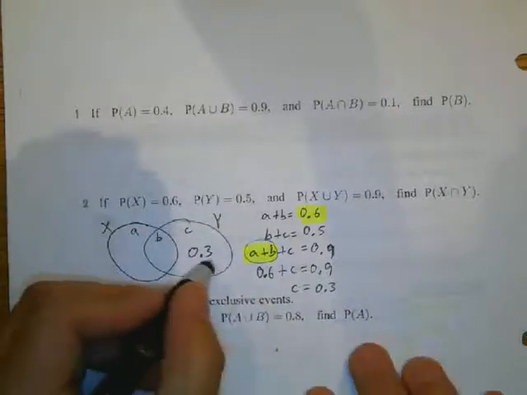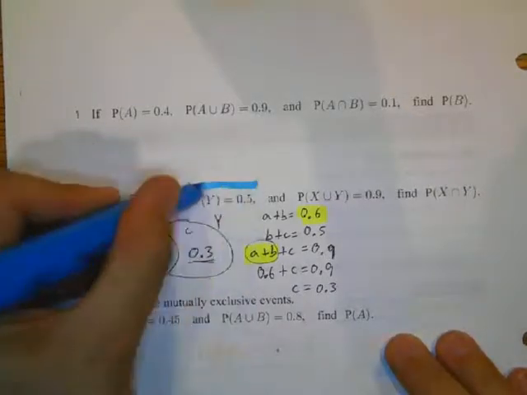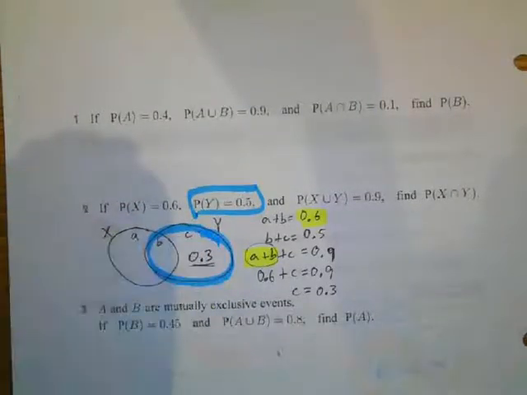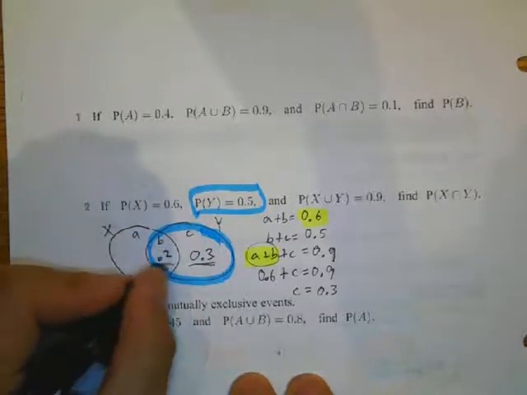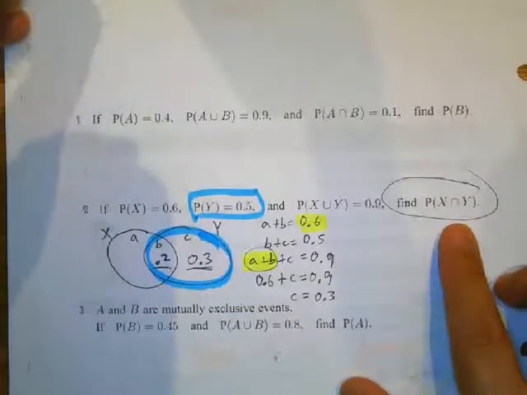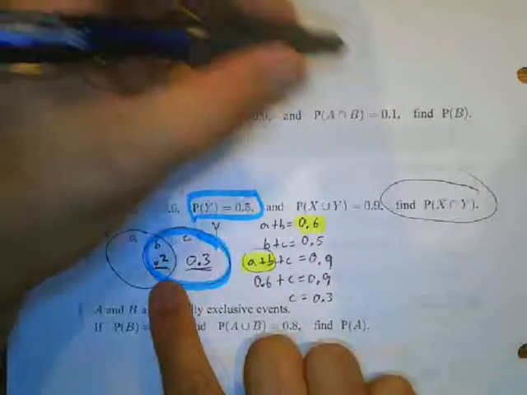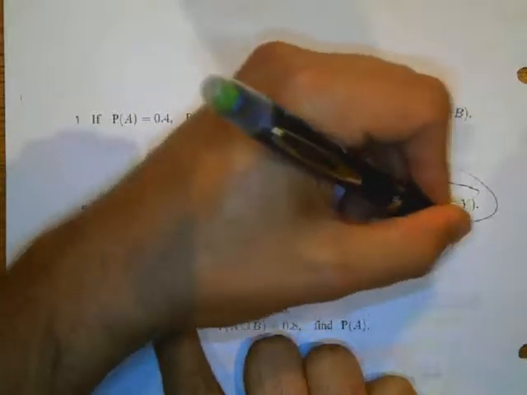Now I can say, all right, we know that this circle here has to be 0.5, right? So if that has to be 0.5, then I know this has to be 0.2, because 0.2 plus 0.3 is going to give me 0.5. Since they're asking me to find the intersection of x and y, we know the intersection is going to be b. So we can say that P(x intersection y) equals 0.2.